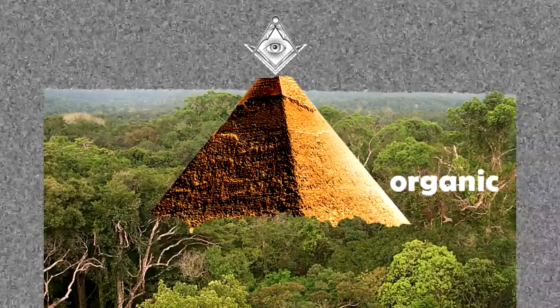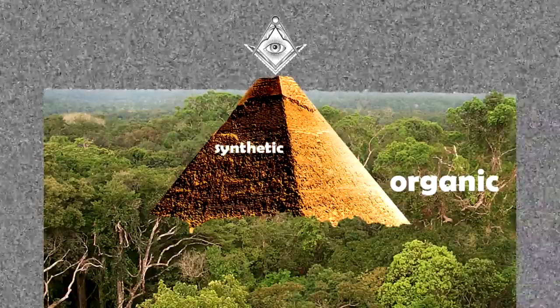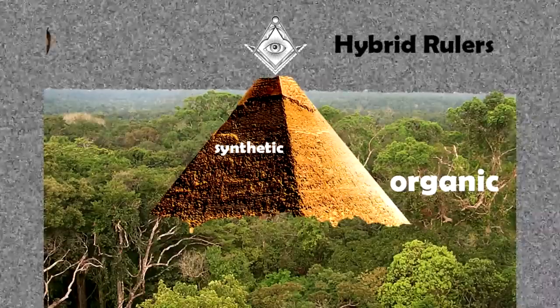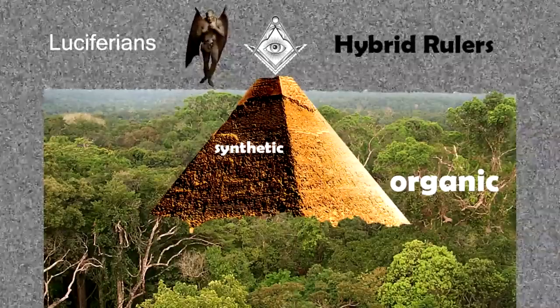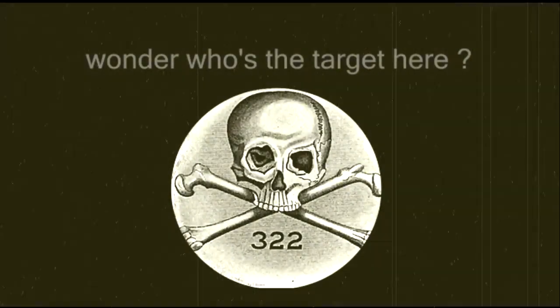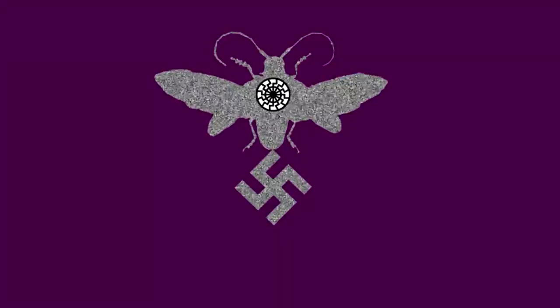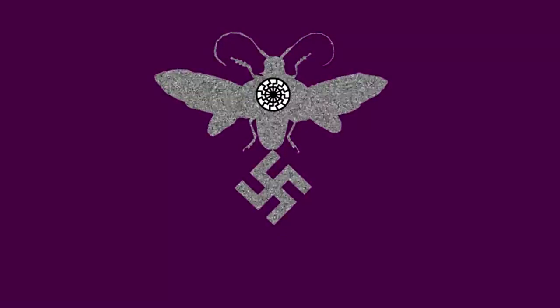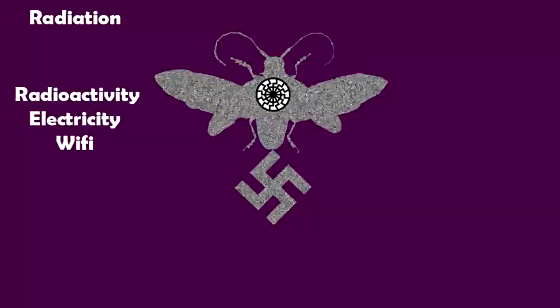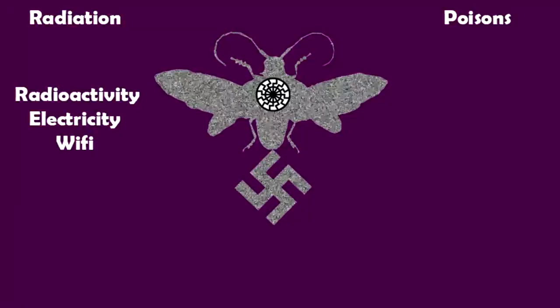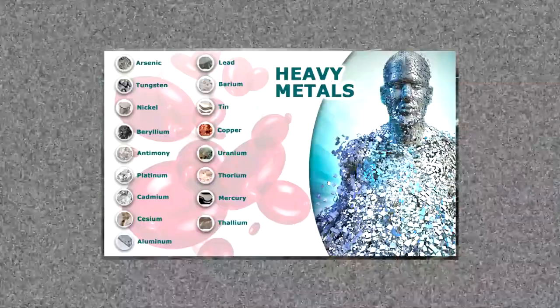So our organic society is dominated by the hybrid insectoid life system. Their god is not the organic god, but the synthetic replicator god. When you observe the behavior of this hybrid, it is one of mass destruction, mass killings, genocide. Let's take a look at the candies of this insectoid intelligence. It likes radiation very much, like nuclear, electrical, Wi-Fi. It is also fond of poisons, oil, heavy metals, chemicals.